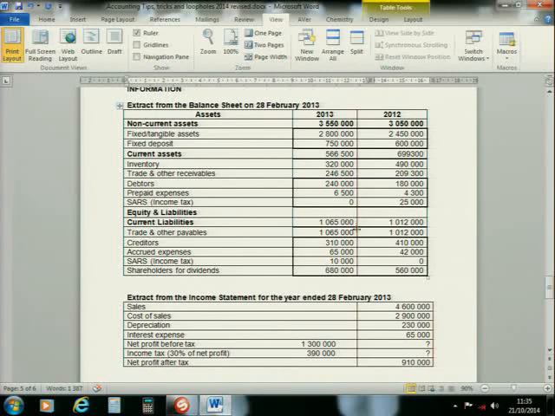At the end of 2013, under trade and other payables, there's SARS. What does this mean? It means we owe SARS 10,000.